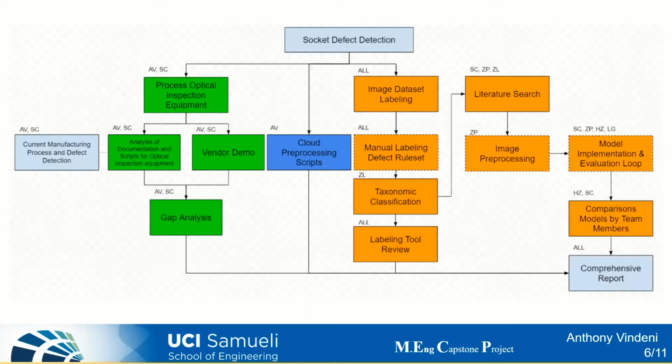The team decided to tackle the problem in 3 different routes. 1, we want to improve the camera ability to capture images, as shown in green. 2, we want to reduce the amount of time it takes for the data to get to the cloud, as shown in blue. And in orange is our route to implement machine learning to detect defects.